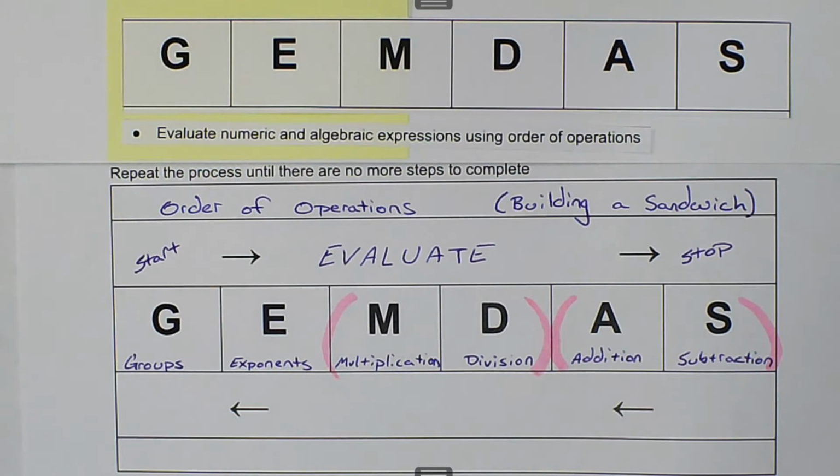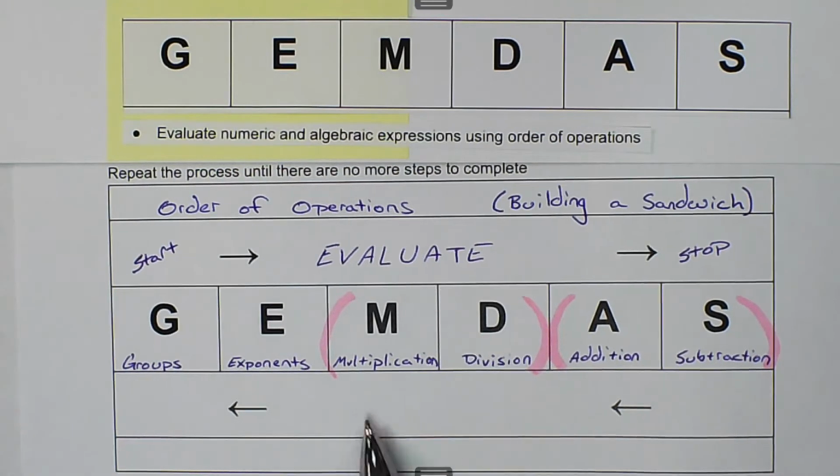If you don't have the bread already out and you have the peanut butter on your knife, what do you do? Do you spread the peanut butter on the counter? So there's definitely steps that you follow every time you build a sandwich. It's the same thing when you're evaluating an expression or evaluating an equation. We will come back and revisit this for the bottom half of this.